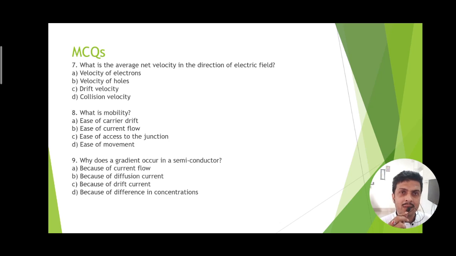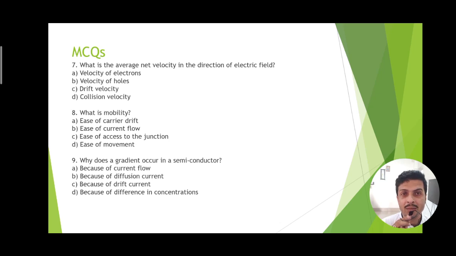Question number 7. It states: what is the average net velocity in the direction of the electric field? So whenever there is an electric field applied externally, what happens? There is a velocity of charge carriers. So the velocity of electrons cannot be the single answer, the velocity of holes cannot be the single answer. Drift velocity is obviously the answer, because the drift is associated with the applied external electric field. So whenever there is an applied electric field, the drift of the charge carriers results in drift velocity.